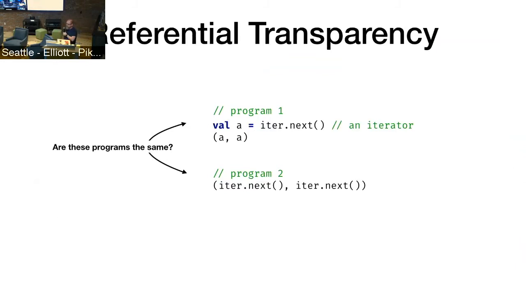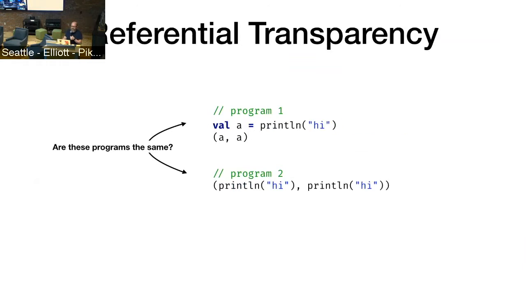So iter is some iterator. So we call next on it in A and make the pair of that result. Okay, are those two things the same program? No, they're not the same program, right? Because the second program will advance the iterator twice, and the first one only advances it once. So what that means is this expression iter.next is not referentially transparent.